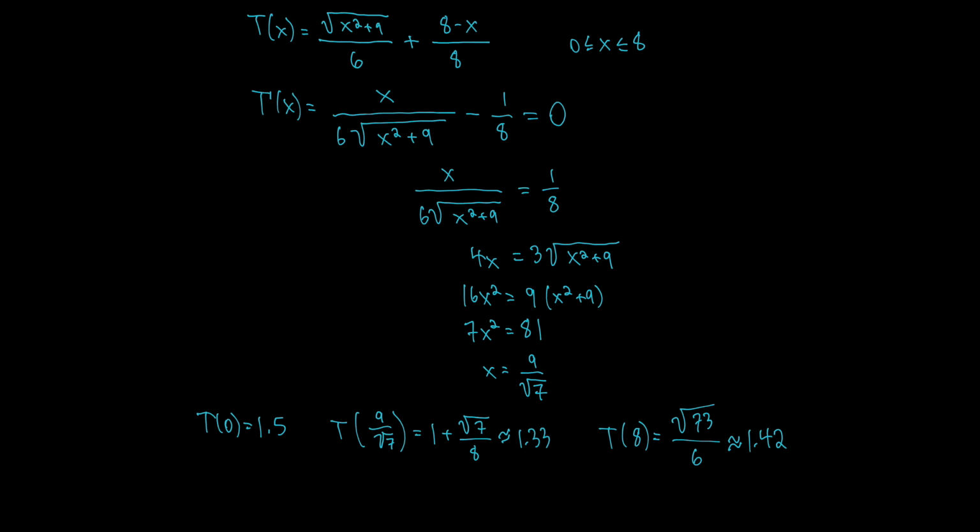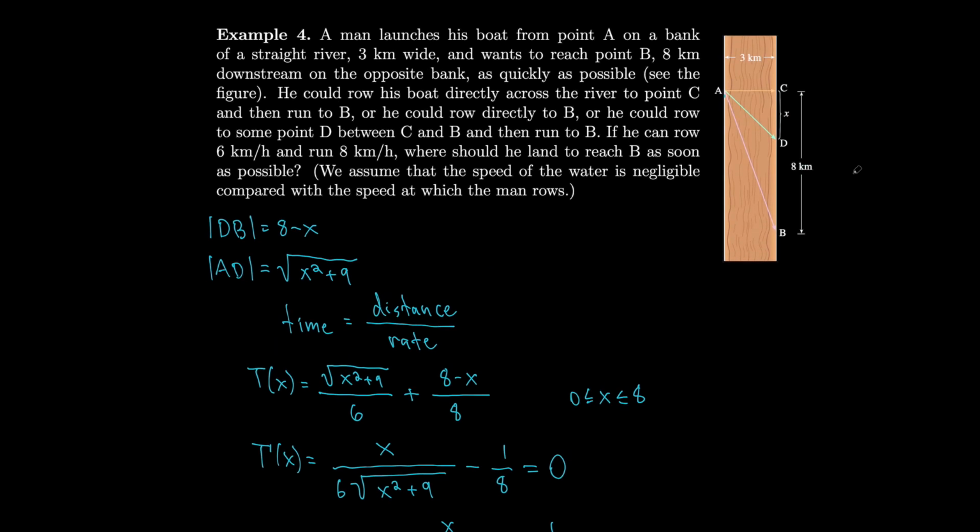So we can get there the fastest. So 9 over root 7 kilometers is where he should land. So that's about 3.4 kilometers. So that's how far he should go along the bank to make sure that he gets through the fastest.